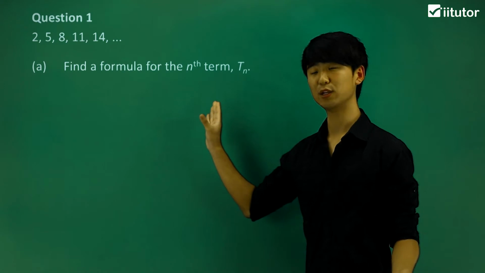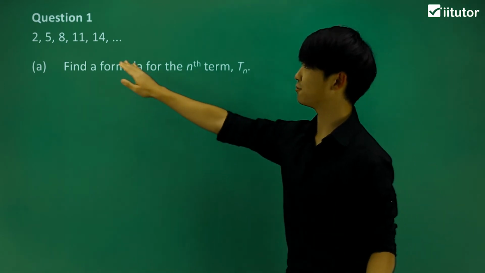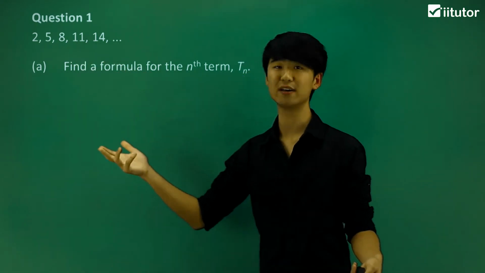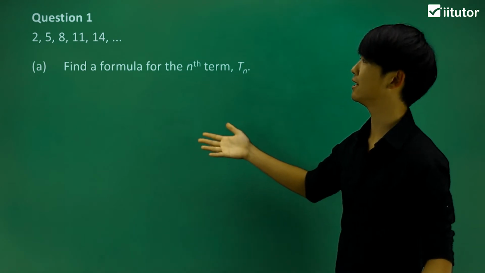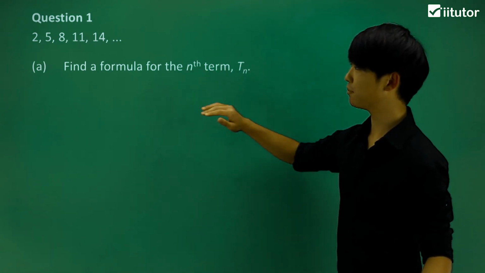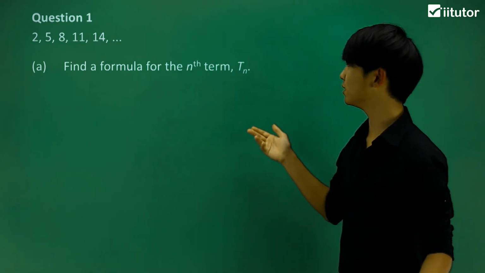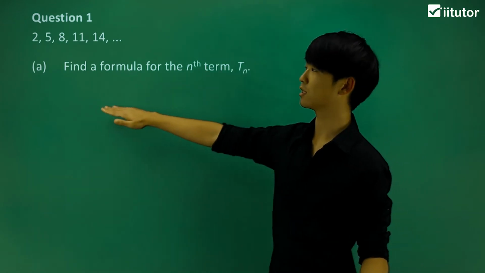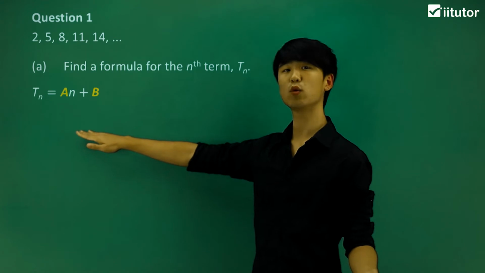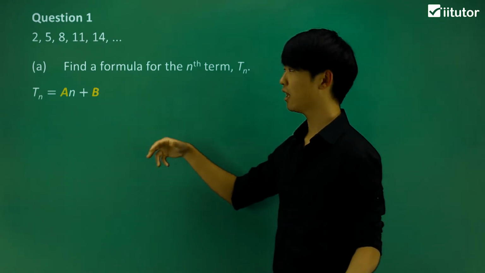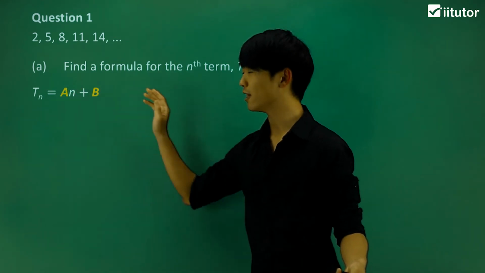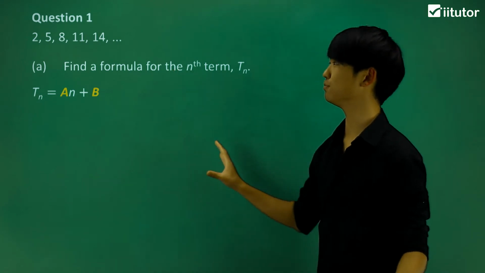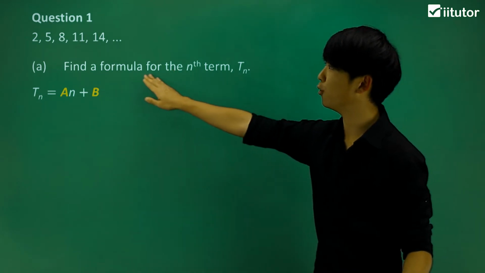So let's start off by looking at question 1. We have this pattern here: 2, 5, 8, 11, 14. So we have a nice sequence of numbers there. Looking at part A, we're going to try and find a formula for the nth term, Tn. If we look at what we've looked at before, my linear equation is simply given by this. What we want to do is find the values of A and B, and that should be my formula.